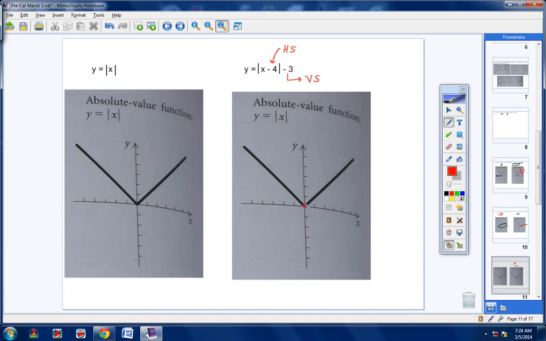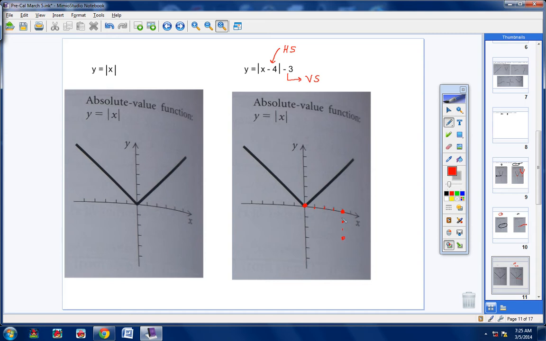So let's pick up the vertex here and go over 1, 2, 3, 4. And then we have a vertical shift, excuse me, I hope I said that right. We have a horizontal shift of 4 to the right. You go the opposite of negative 4. And then we have a vertical shift of negative 3. So we go down 3. 1, 2, 3. So there we go.